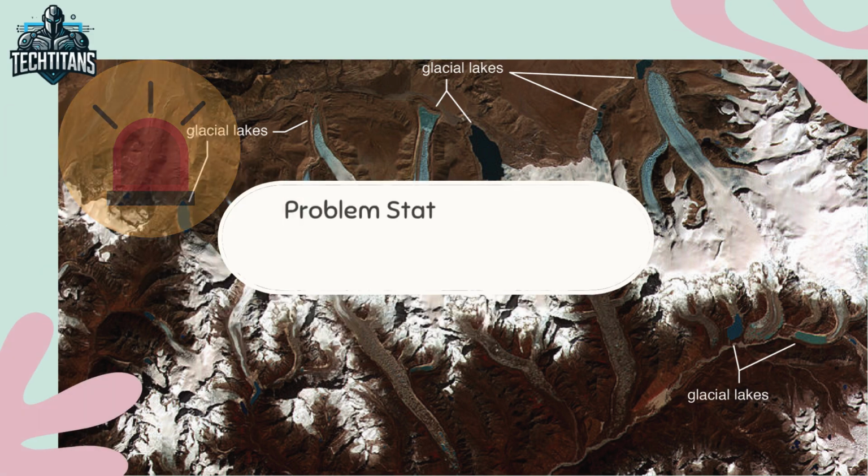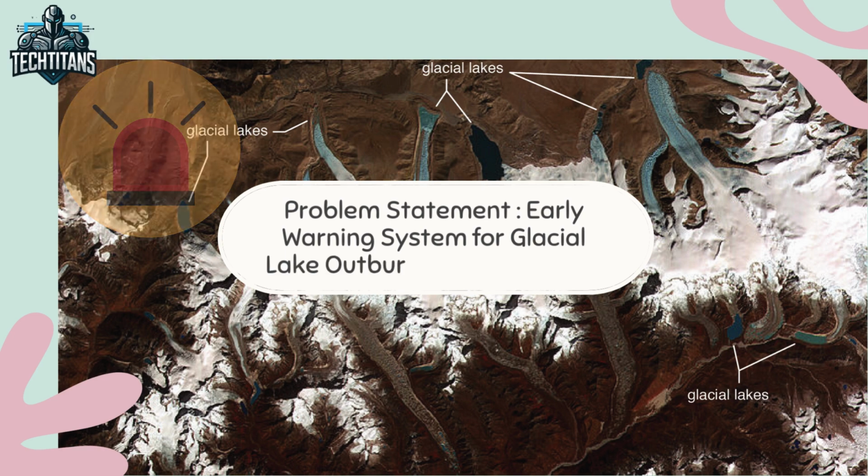Hello, we are Team TechTitans and we have come up with a solution for the problem statement: early warning system for glacial lake outburst floods.